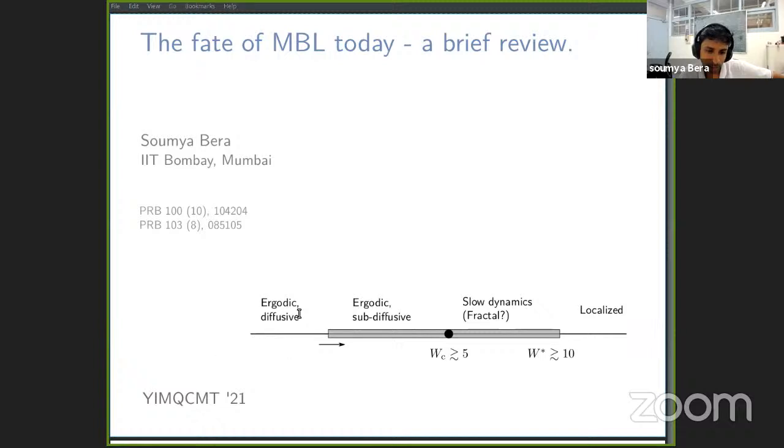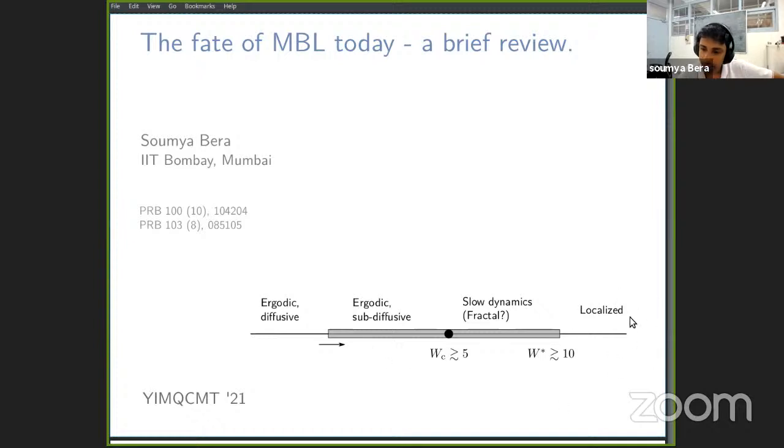In the very weak, let's say, disorder strength, we have an ergodic phase. By ergodic, we mean that ETH is holding, the wave functions are diffusive. So if you look at the dynamical quantities, this is going to be diffusive. And entanglement will have a volume law and so on.